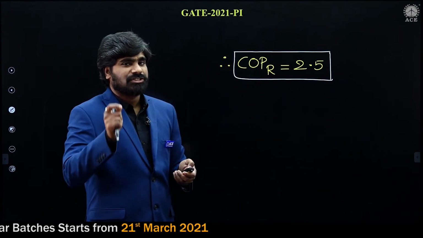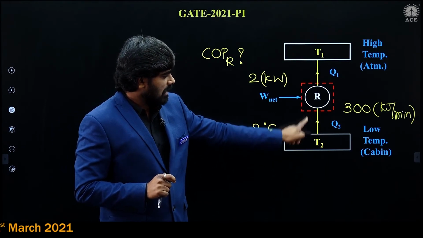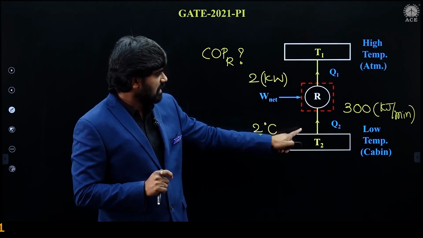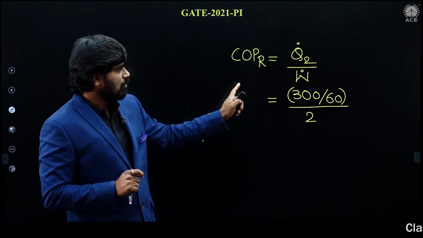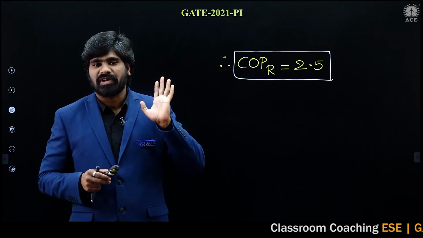It is a simple and straight problem. A refrigerator is given, the amount of heat removed from the refrigerator cabin is given, and power input is given. So COP is asked, and this is COP 2.5. It is a simple, straight problem.